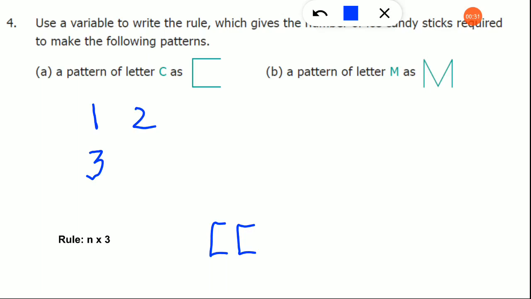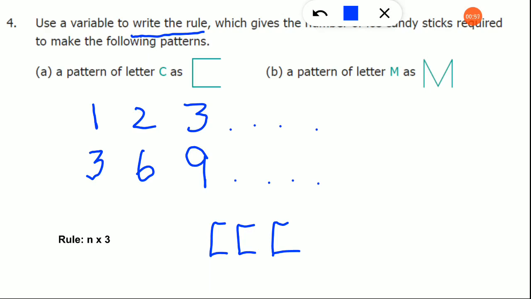When you are going to draw 2 Cs, how many matchsticks are needed here? It will need 6 matchsticks. Next, when 3 Cs are drawn, how many matchsticks will we need? 3, 6 and 6 plus 3, 9. So the pattern goes on and on. Okay? Now, they are asking you to write the rule. Rule means what is the main concept that is being used.